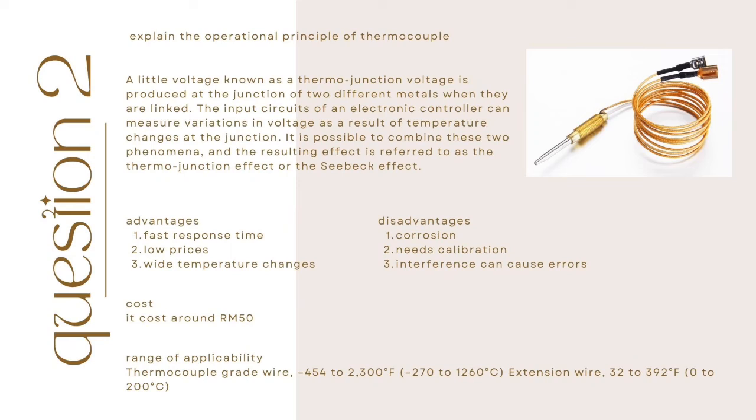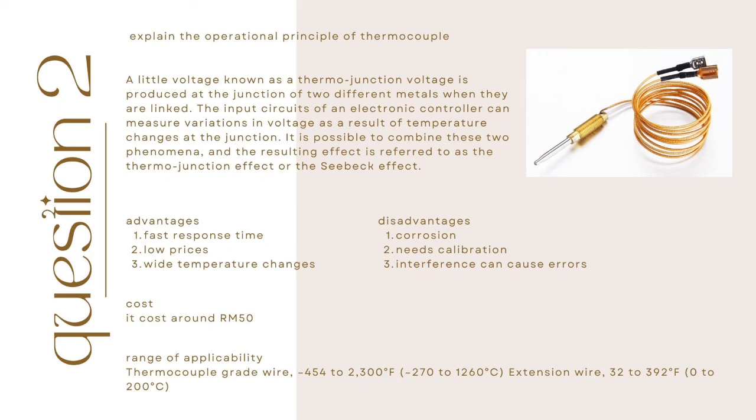Next is the thermocouple. A small voltage known as thermojunction voltage is produced at the junction of two different metals when they are linked. The input circuits of an electronic controller can measure the variation in voltage as a result of temperature changes at the junction. It is possible to combine these two phenomena, and the resulting effect is referred to as the thermojunction effect or the Seebeck effect.